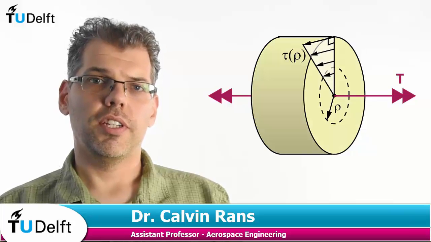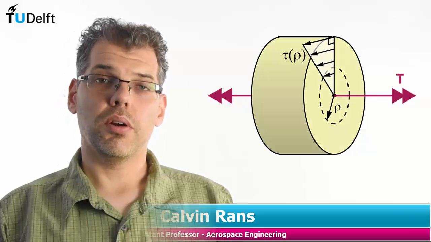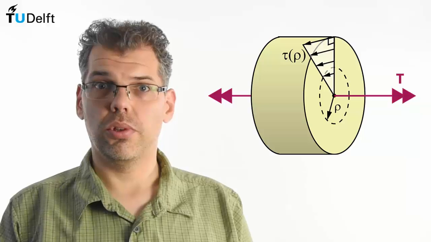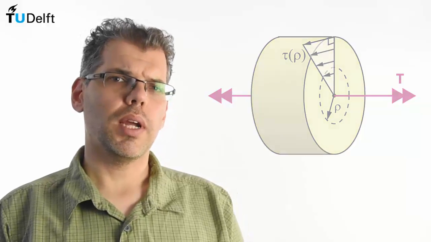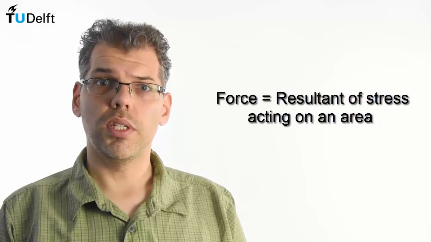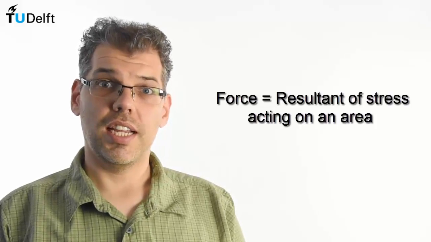In the previous video, we demonstrated that shear stress varies linearly with radial position within the cross-section of a circular shaft subjected to torsion. However, we did not directly relate the magnitude of these shear stresses to that torque. In order to do this, we must recall that a resultant force or moment is a resultant of a stress state acting over a given domain, in this case, the cross-section of the shaft.